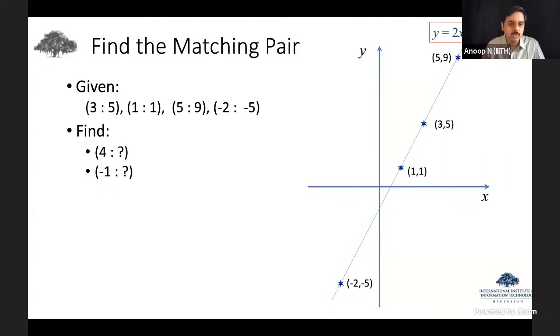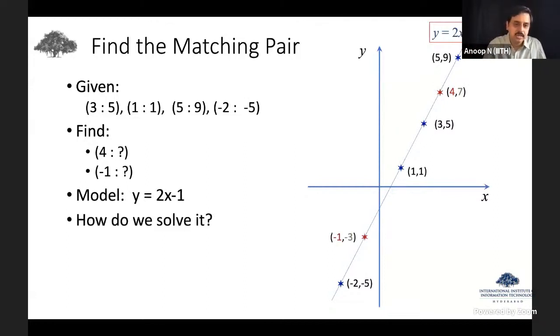But yeah, let's see. So y equal to 2x minus 1 is a simple relationship, and this is fine. So once I have that relationship established, I have fitted a model to the data. And once I have the fitted model, I can make any prediction now. Now, what is 4 corresponding to? 4 corresponds to 7 here. And what does -1 correspond to? -1 corresponds to -3, because I know the model is 2x minus 1.